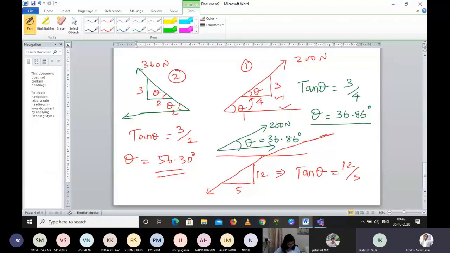Please take a note, guys. Tan theta is equal to 12 by 5, so you will get the answer. Theta is equal to how much? 67.38. Very good. Let others take it down, I will wait. Please take all these values, guys. After that, we can go and solve the problem now.